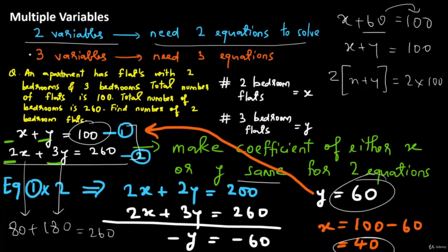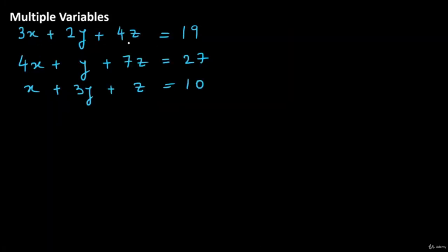Alright, now let's proceed to the case where three variables are involved. Now if three variables are there, over here you have x, y and z, right? You need three equations to find the value of x, y and z. Now this could be the equation form of any type of word problem. For example, you are buying apples and you are buying oranges and you are buying watermelon.